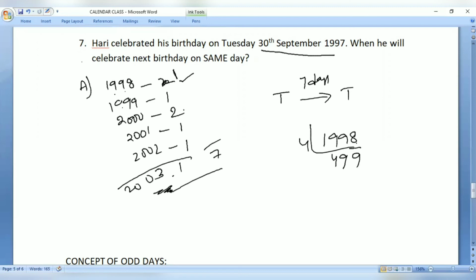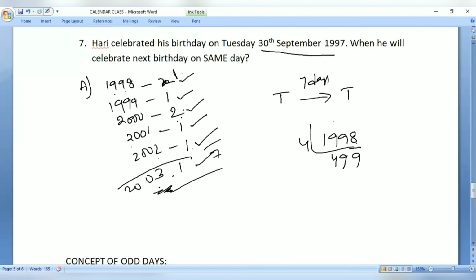For the year 1999, again normal, it is 1 day. For the year 2000, which is a leap year, it is 2. 2001 is not a leap year, so 1 odd day. 2002, normal year, so 1. Then 2003, also a normal year, so 1. Now if you add them, 2 plus 1, 3, plus 1, 4, 5, 6, 7.